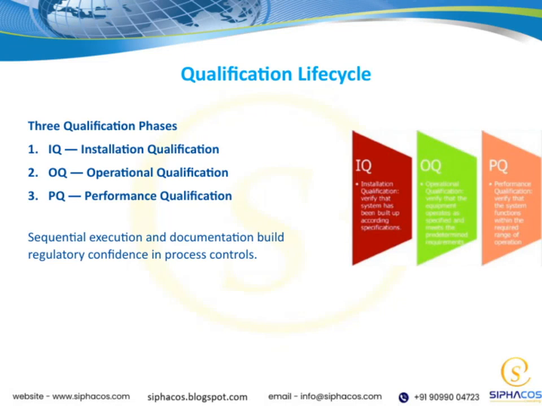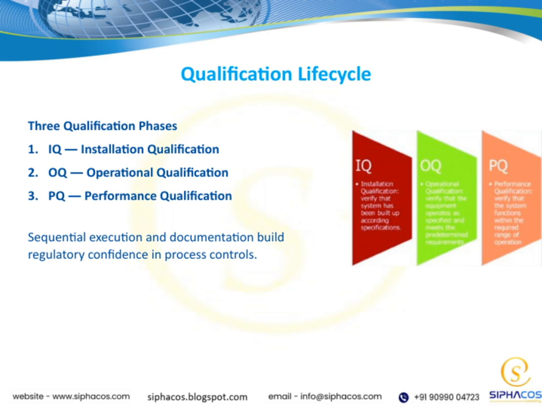Now, let's take a closer look at the qualification lifecycle. This process is typically divided into three distinct phases: IQ, OQ, and PQ. First, we have the IQ, or installation qualification. This phase ensures that all equipment and systems are installed correctly according to specifications. It's about verifying that everything is in the right place and functioning as intended from the start.